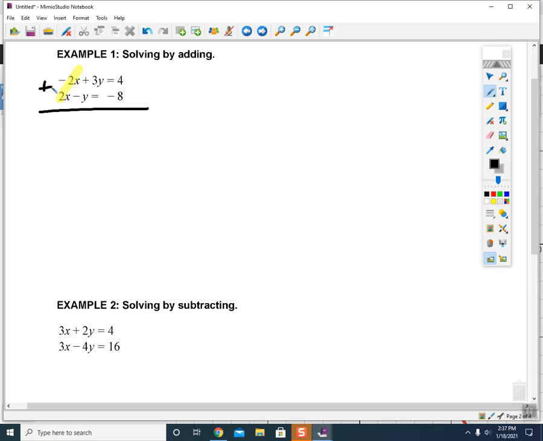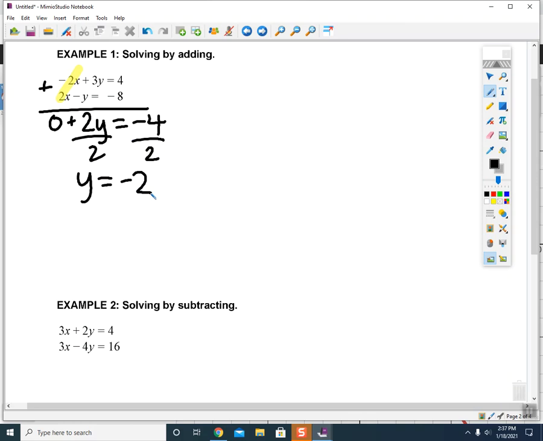So negative 2x plus 2x is just 0. Then I have 3y plus a negative y, or 3y minus y. So I have 2y. And then 4 plus negative 8, or just 4 minus 8, is negative 4. Divide both sides by 2. Just have y equals negative 2. That's it. Super straightforward, super simple.